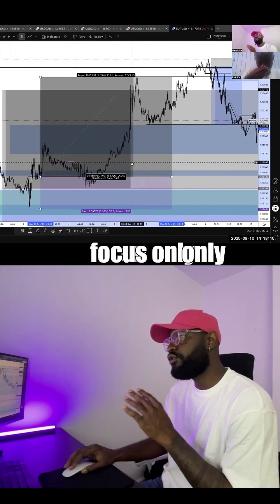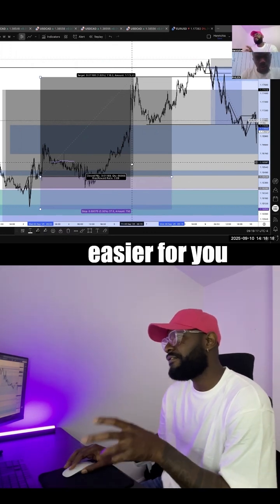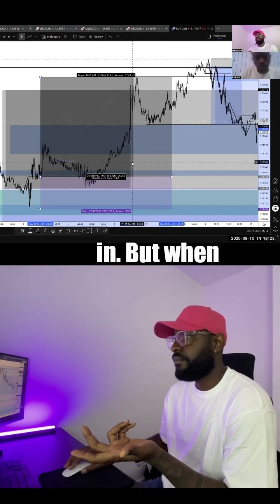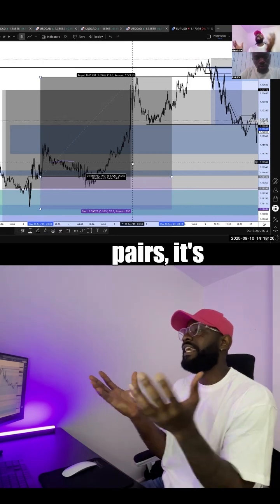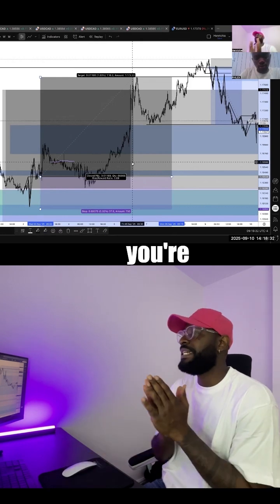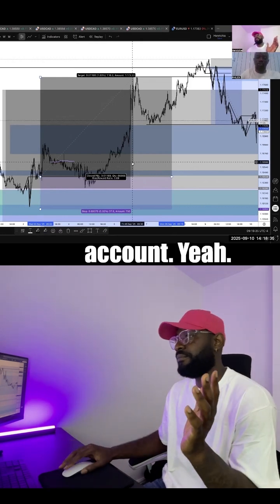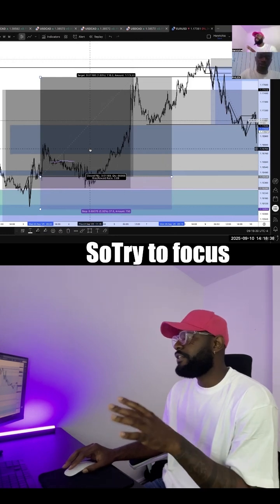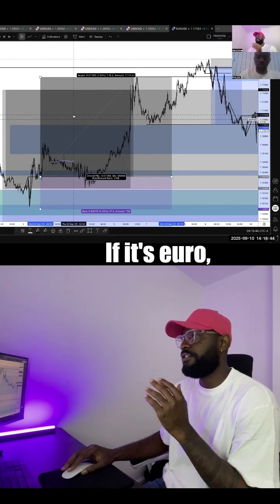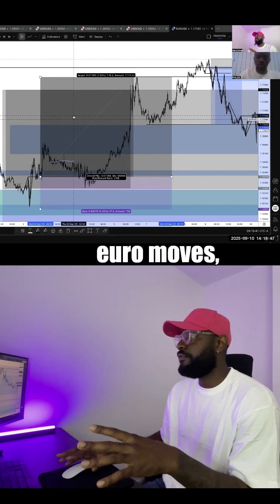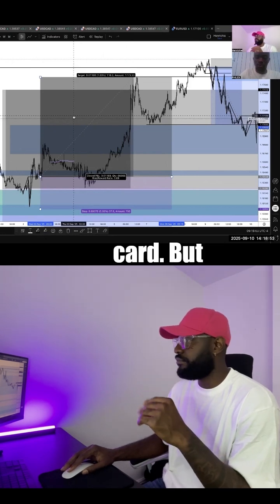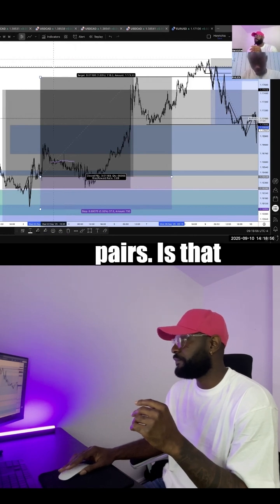So it's all about focusing on just one pair and managing your risk. If you focus on only trading one pair, you see that even when you take a loss, it's easier for you to still look for your confluences and get back in. But when you're trading multiple pairs, it's difficult to take multiple losses and want to go back in, because all you're thinking at that point is, I'll blow my account. So try to focus on just one pair you understand vividly well. If it's Euro, you like how Euro moves and understand Euro very well, trade Euro. If it's USD CAD, you understand it very well, trade USD CAD. But don't try to mix everything up and trade too many pairs.